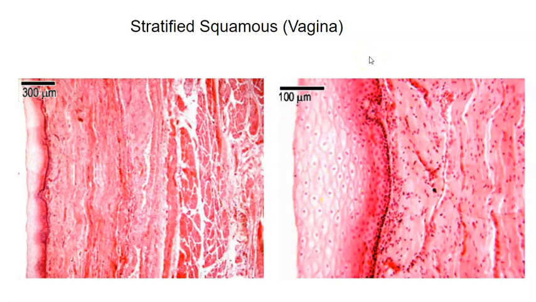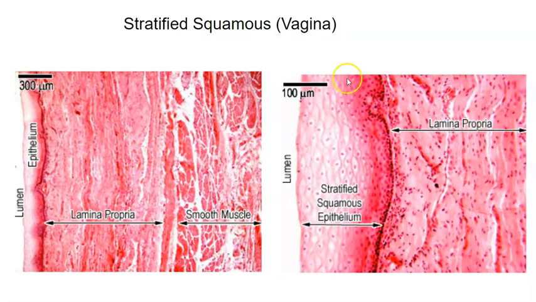Can you look at it and see where the stratified squamous epithelium is? Yeah, it's right there. This is the epithelium here. And when you look at it under higher power, you see, oh yeah, there's many layers to it, and they're flat like pancakes, so stratified squamous. And then this layer here would be the basal layer, and then the basement membrane.